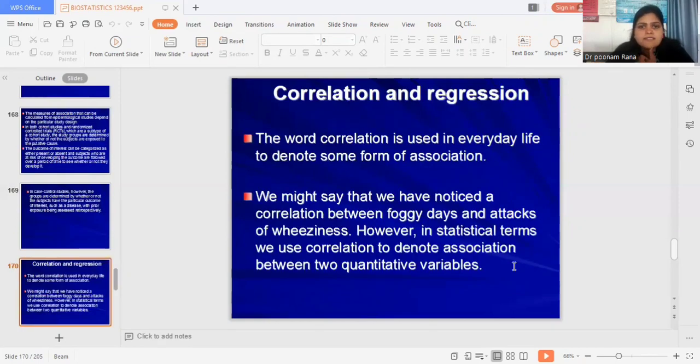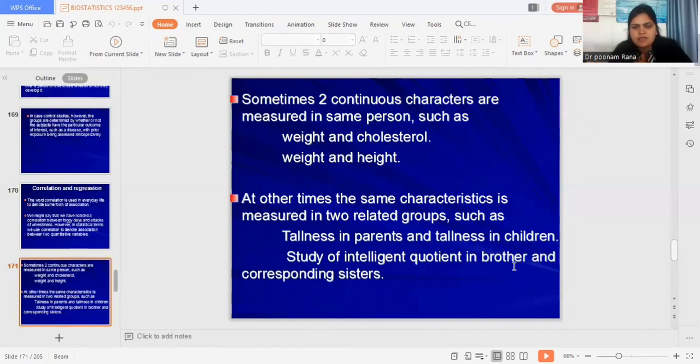Now, what is correlation and regression? The word correlation is used in everyday life to denote some form of association. We might say that we have noticed a correlation between a foggy day and attacks of dizziness. However, in statistical terms, we use correlation to denote the association between two quantitative variables. Sometimes two continuous characteristics are measured in the same person, such as weight and cholesterol, and weight and height. This is just an example.